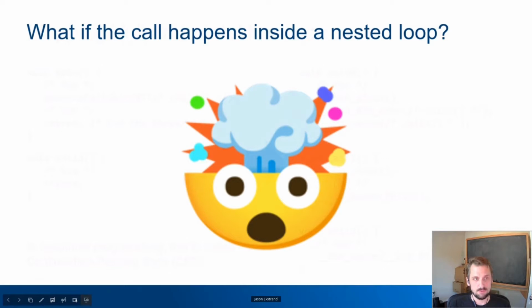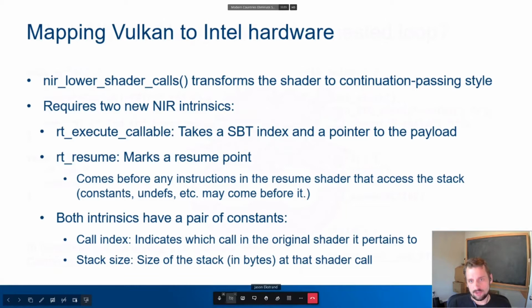This pass that we have is called nir_lower_shader_calls. Originally, I wrote it to be kind of Intel specific, but then Bas wanted to use it for RADV, and so he pulled it out and he generalized it a little bit. It was already fairly general. We just had to tweak things a little bit.